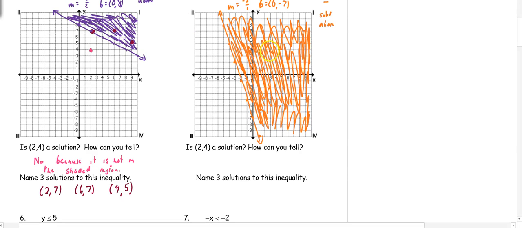Number 5, is 2, 4 a solution for this one? So when I look at this, 2, 4 is right here, and it's in the shaded region, so this would be a solution. So we would say yes, because it's in the shaded region. And then it wants 3 more solutions. So another solution, remember, is something that is on the line because it's a solid line. So we could have negative 3, 2. Another point we could have right here in the shaded area could be 5, negative 8. And another point we could have could be over here in the shaded region, which would be 7, 7.